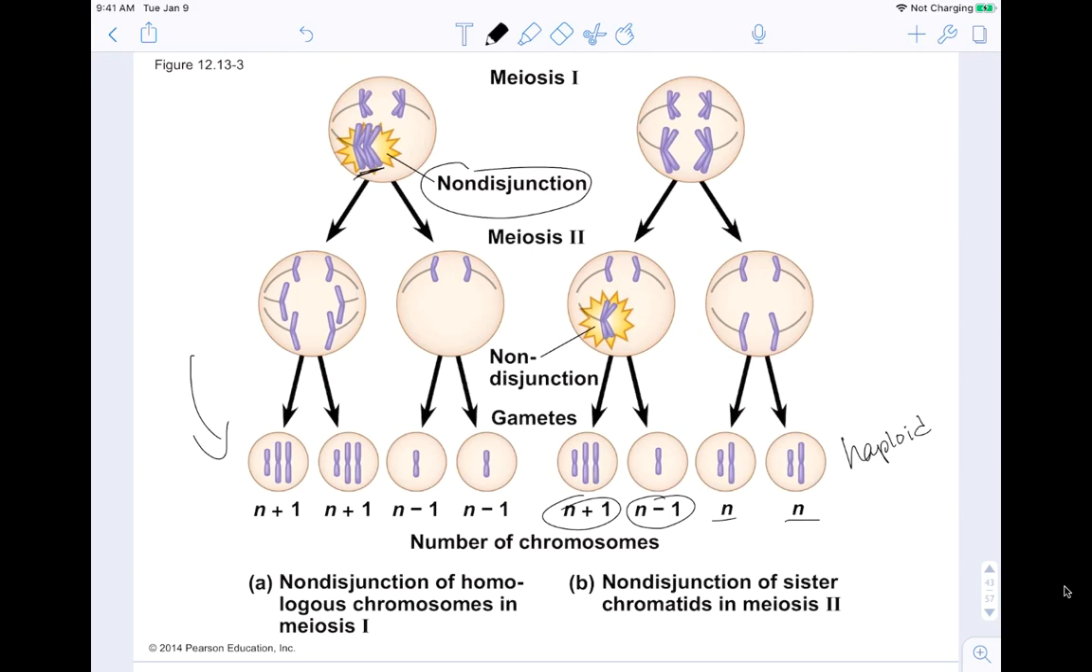Non-disjunction of homologous chromosomes in meiosis 1 is represented here, and then non-disjunction of sister chromatids in meiosis 2 is represented on this as well. So you can see that you have N plus 1 in these cases, N minus 1, so none of these have the normal chromosome number, whereas over here at least 2 of them have the correct chromosome number.